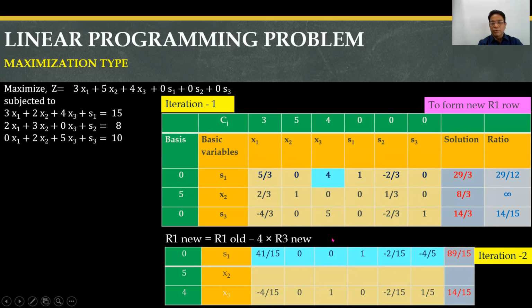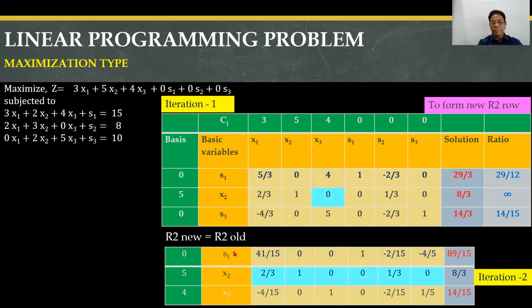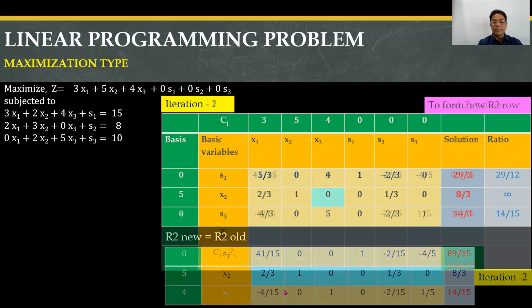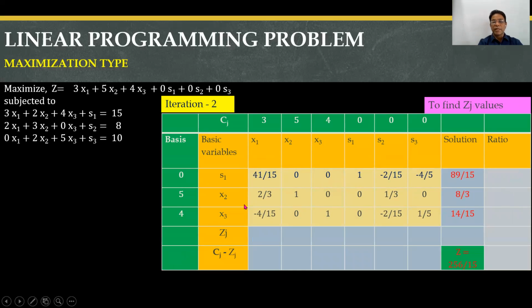So you must have noticed that every time this operation is performed, the new row operation has to be done with respect to the key element row. Now this will be our new table, and it will be written like this. So this is our new table where we have S1, x2 and x3. And now what is the value of z?